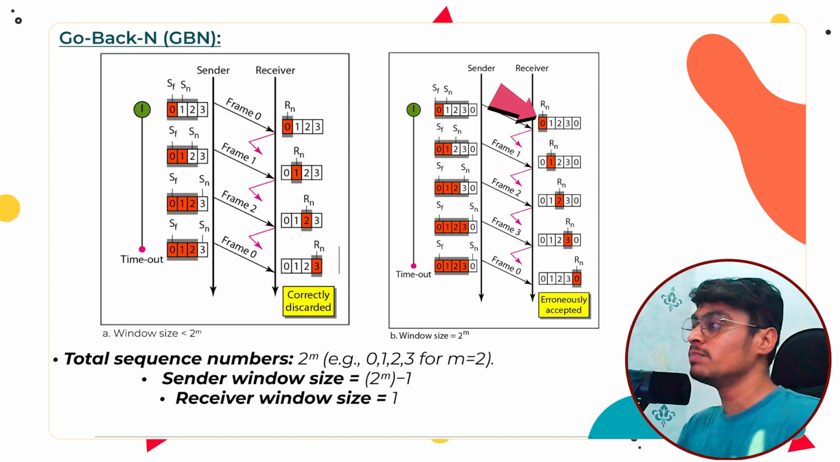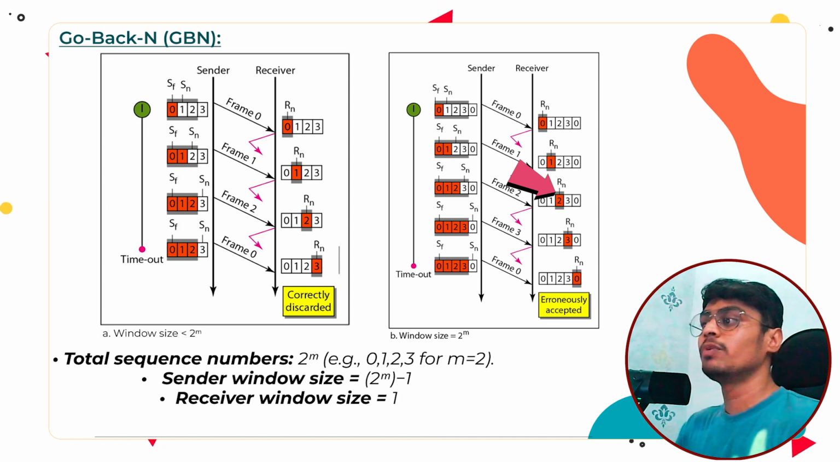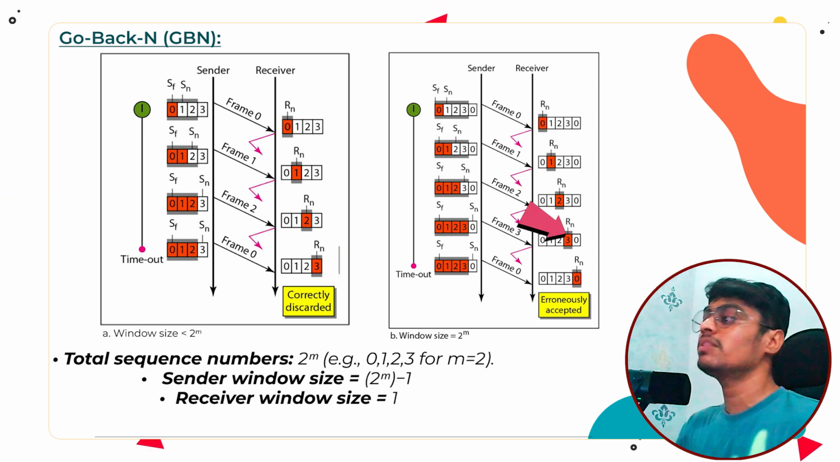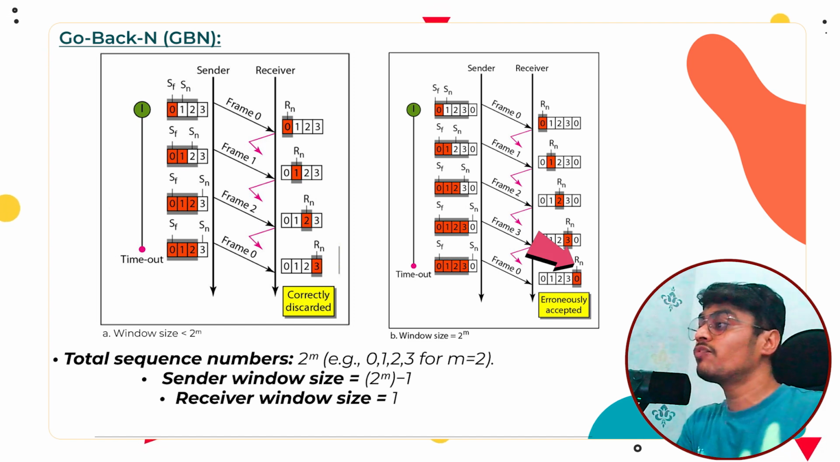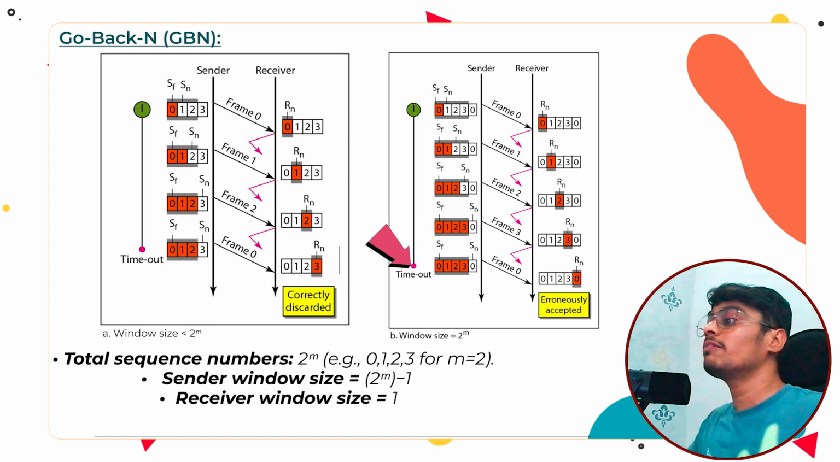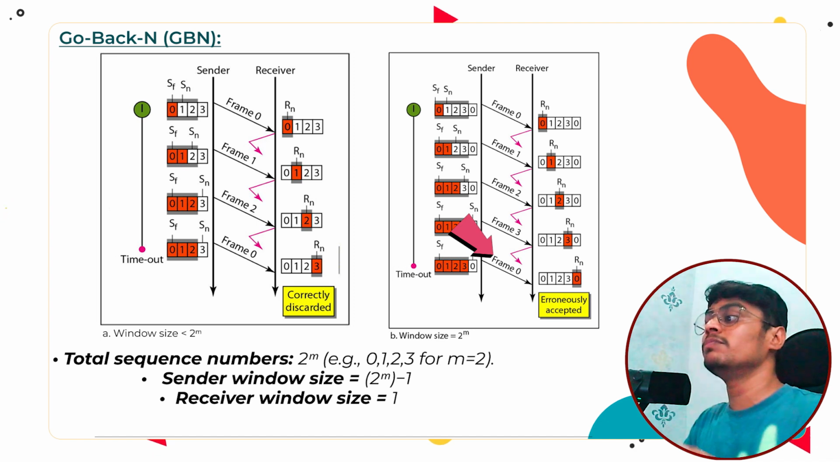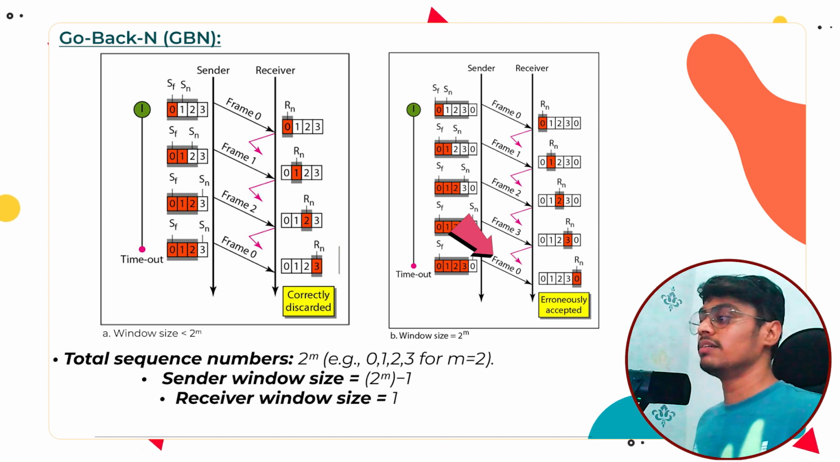The receiver accepts frame 0 and moves to expecting frame 1. Then it accepts frame 1 and moves to expecting frame 2. Then it accepts frame 2 and moves to expecting frame 3. And after accepting frame 3, look where the pointer is standing: at frame 0. The receiver now wants frame 0. The sender waits, timeout occurs, and no acknowledgement for frames 0, 1, 2 and 3 reaches back. The sender thinks, okay, no problem, I will send frame 0 again. Why? Because there is no acknowledgement received, so it will resend the frame.